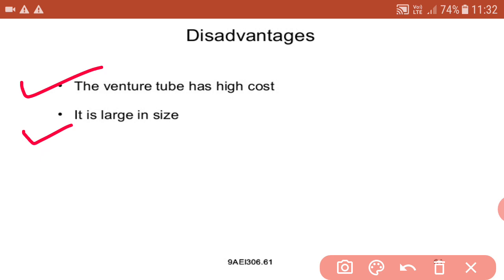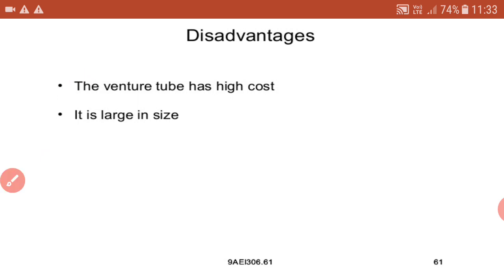Another disadvantage is that it has the limitation of a low Reynolds number of 1,50,000, and another disadvantage is that it is difficult to inspect because of its construction. So it is very difficult to inspect because its construction is like this. So this is all about Venturi tubes.